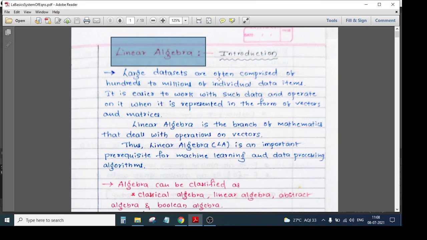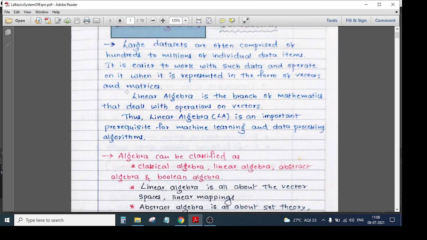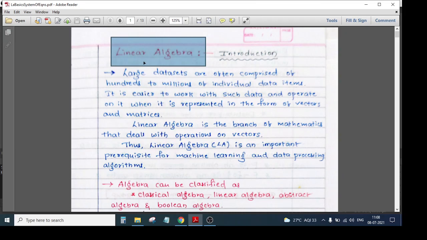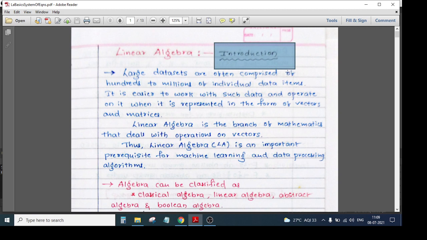Okay, so to begin with, let us not directly jump into the concepts. First, let us try to understand what we actually mean by linear algebra. I will give you a short glimpse of the introduction, what actually is linear algebra, and moving forward I will try to explain what the various types of systems of equations are, how they could be solved and all those things. So let us begin.